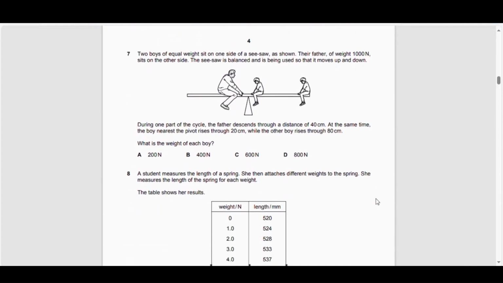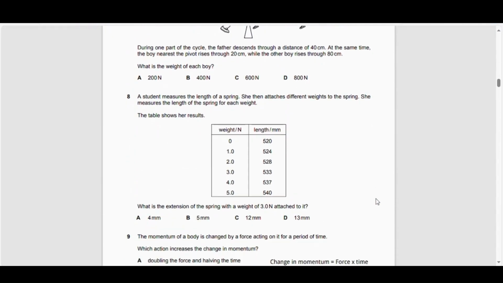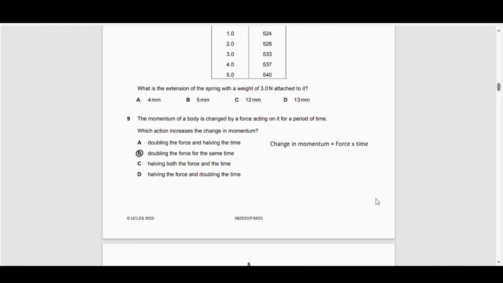Question 7, again, it's a question on moments. Question 8 is a question on springs. Or question 9, the momentum of a body is changed by a force acting on it for a period of time. Which action increases the change in momentum?